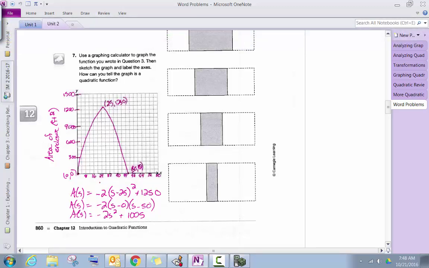So this is the length of a side of the storage in feet, where this is the area of the enclosure in feet squared. So we have our graph. And you could have done it in factored form, in standard form, or vertex form. Either way, you're going to get the same thing.